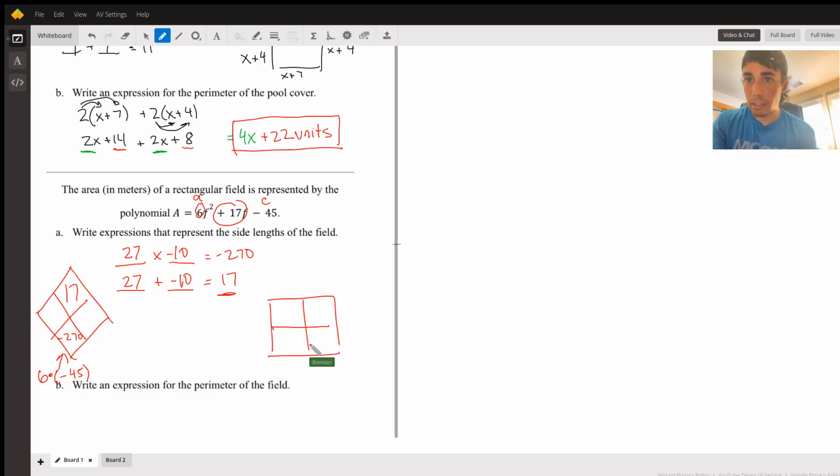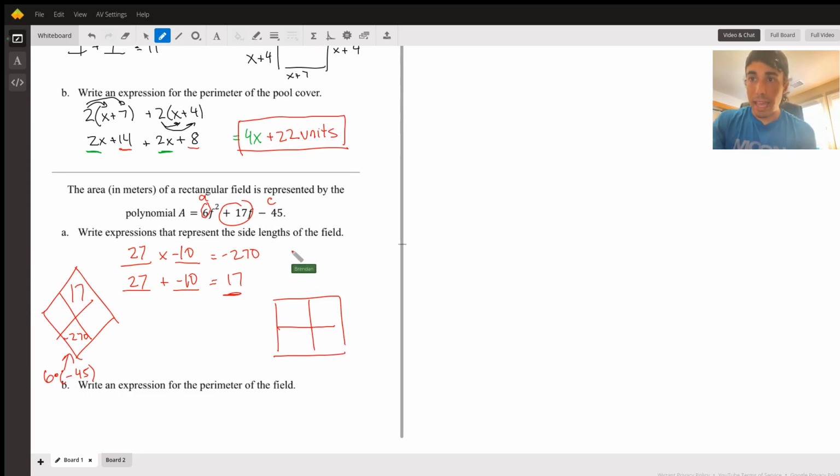Let's set up that box. So we've got a goes up in the top left, so you've got 6f squared. Down in the bottom right, you've got negative 45. And then those two numbers, don't forget, it doesn't matter the order, which one goes where, but those two numbers we found, so 27 and negative 10, we're going to put a letter on it, so the f, and they are going to go in the other two spots.